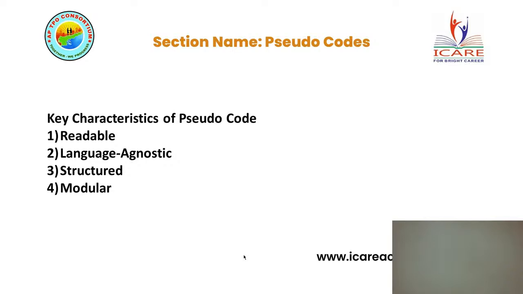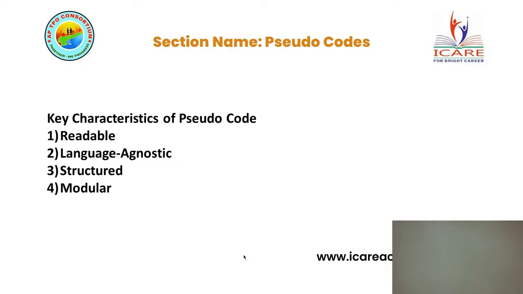And the third one is structured. It has some structure, and it also follows a structured format. If there is a for loop, it may have a particular number of statements within the for loop only. If a function is made, it is made up of some statements. It is block wise, so it is a structured concept.